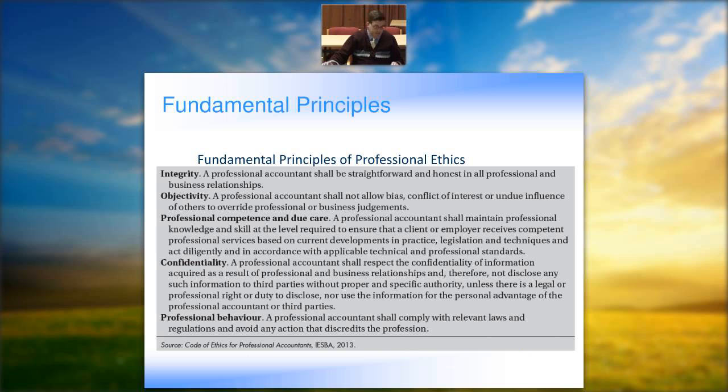The next slide, again, I won't spend much time talking about this, but this slide just sets out in a little more detail what is meant by the five fundamental principles of integrity, objectivity, professional competence and due care, confidentiality, and professional behaviour. And again, make sure going into the exam that you're able to write at least a sentence or two on each of those. Not absolutely specifically relevant to the question we're doing here, but it's not hard to imagine that it could be.